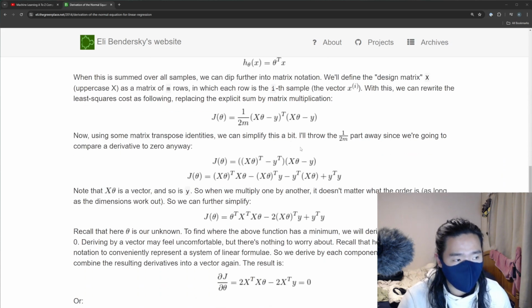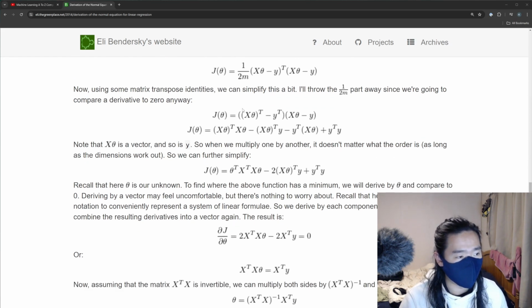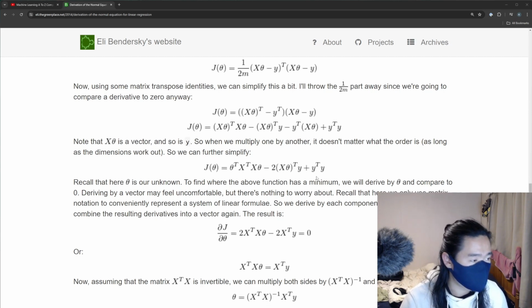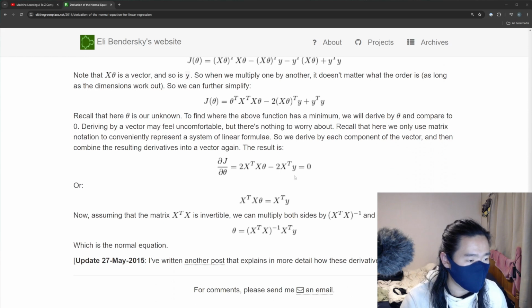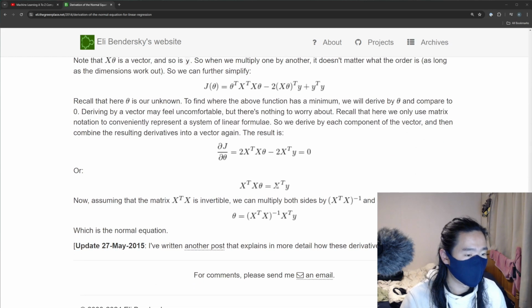Since we're computing a derivative, and that derivative is being set to 0, we throw away this 1/2m part since it's multiplication, and then it turns out that if you multiply this out, we can then simplify it down to this, which then simplifies down to this, which then simplifies down to this. And then if we multiply both sides by x to the inverse, we get the equation which Andrew presented earlier.